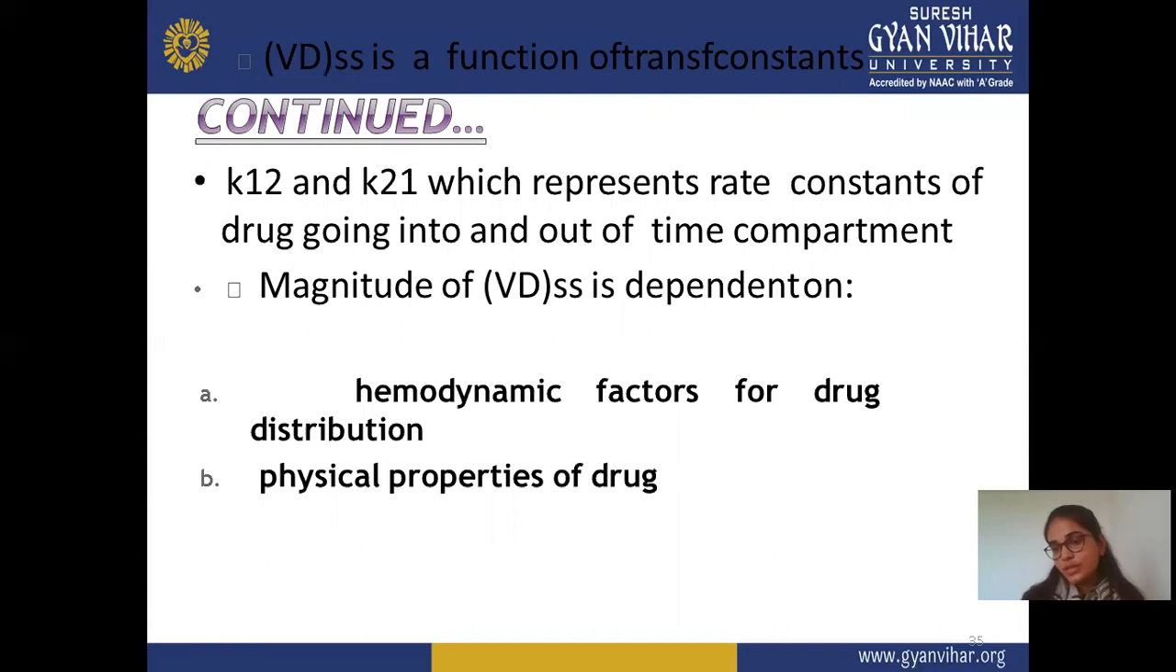We check the difference between the total amount of drug input and output from your body, meaning how much drug is eliminated, or how much drug concentration is available for showing the effect in your body. So with K12 and K21, we check whether input and output both have a constant amount or not, where the magnitude of volume of distribution at steady state is dependent on hemodynamic factors for drug distribution and the physical properties of the drug.